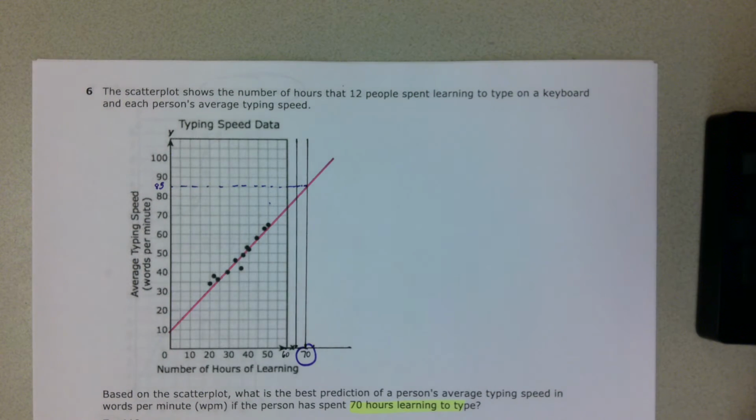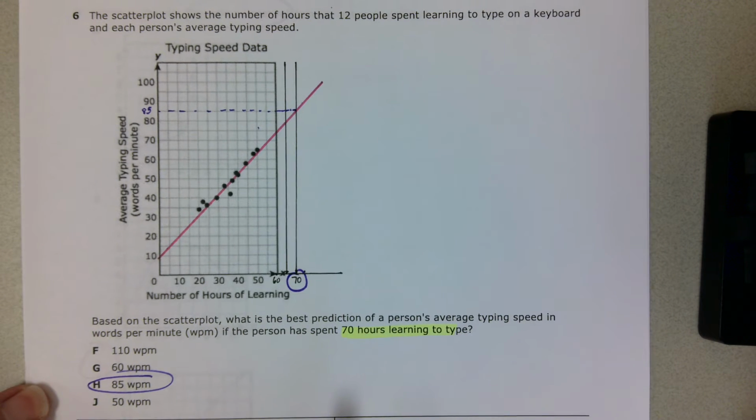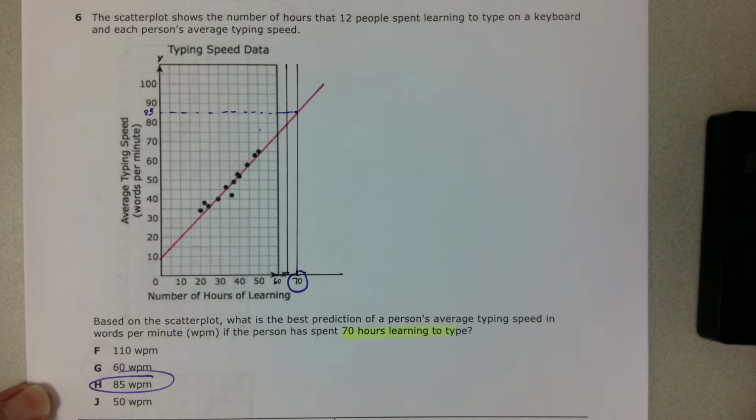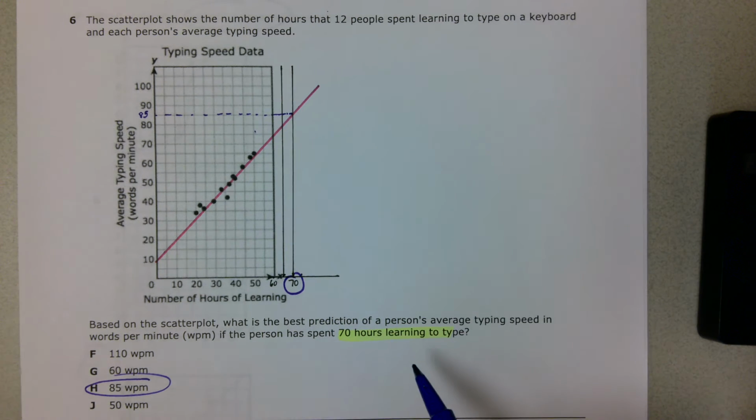Number 6, the scatter plot shows the number of hours that 12 people spent learning to type on a keyboard and each person's average typing speed. Based on the scatter plot, what is the best prediction of the person's average typing speed in words per minute if the person has spent 70 hours learning to type? So again, we've got our trend line, and then we need to identify where 70 hours would be.